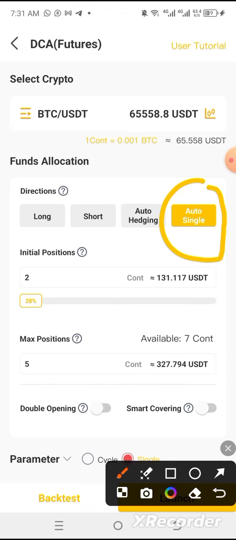Auto single is a system that helps you check the direction of a coin and check when the coin seems to go in that direction. I want to believe this is based on a particular indicator.